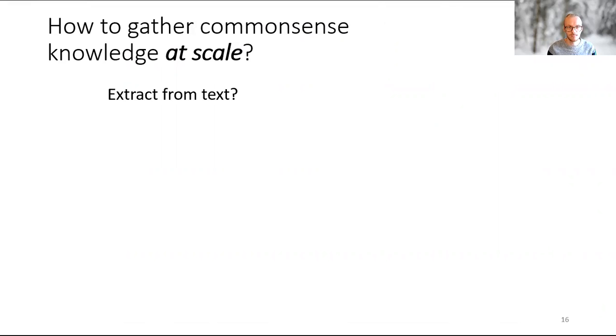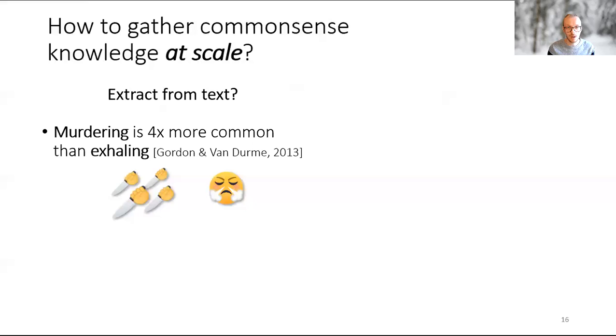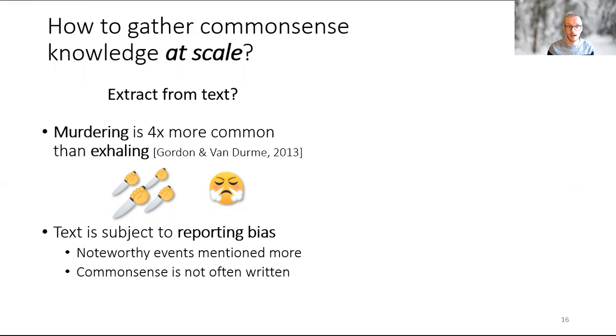But how do you get that? One way to try is to extract knowledge from text. However, if you do that for common sense knowledge, you might find things like murdering is 4 times more common than exhaling. And this is due to the fact that text is subject to reporting bias, and noteworthy events are going to be inherently mentioned more than more common events. And specifically with common sense, it's not often written down because it's so obvious to people.